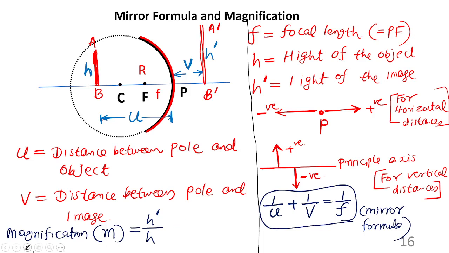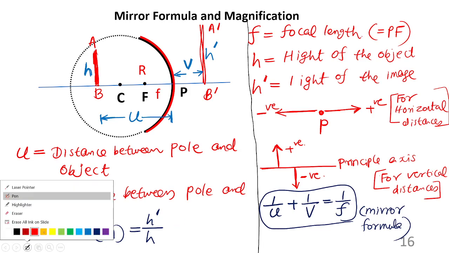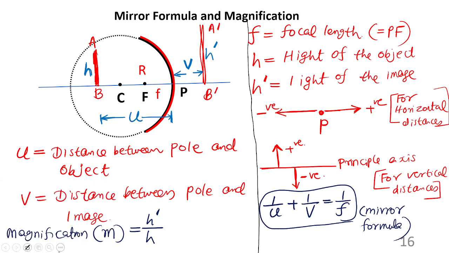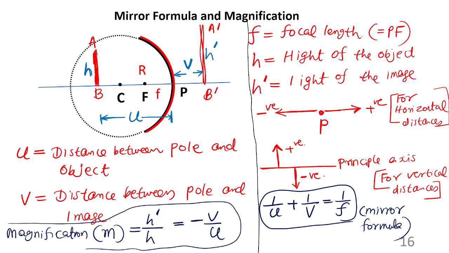We have another formula. Proof is beyond our syllabus. Memorize the formula only. We have another formula for magnification, minus v by u. With the second formula for magnification, we get a complete idea about the image, whether it is enlarged, whether it is inverted, like that. So all of you please write down.